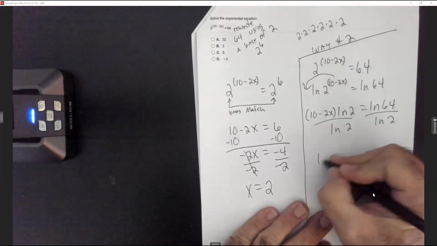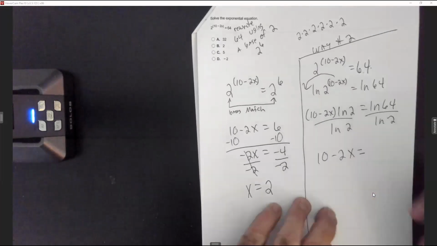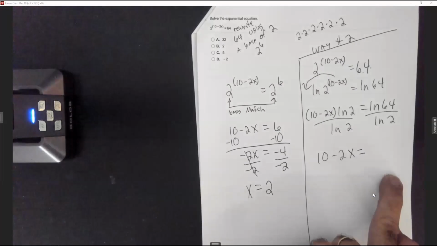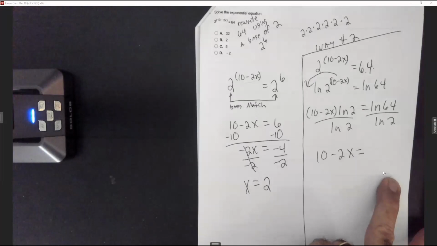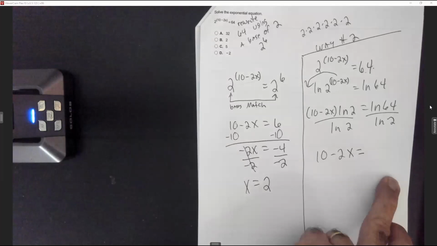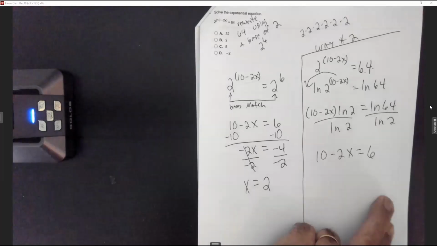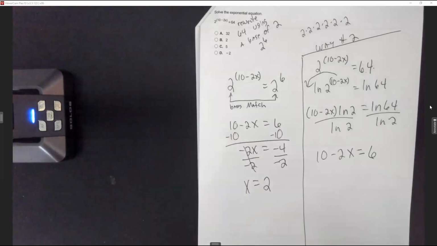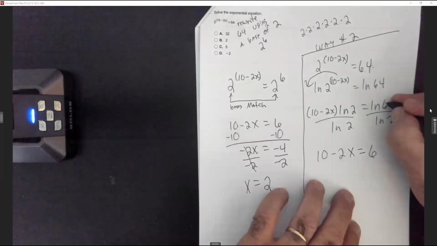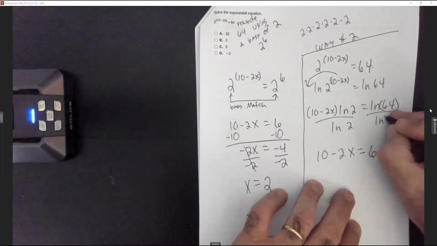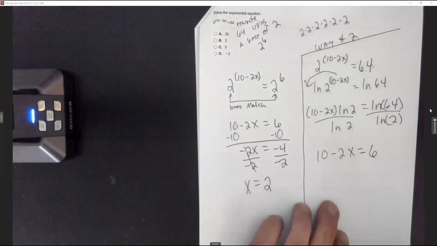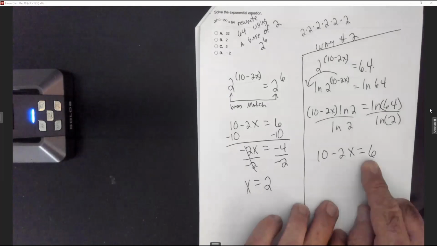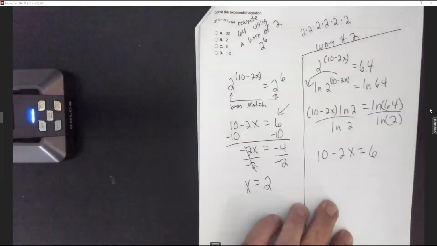So I get 10 minus 2x equals, and y'all watch this. If you did the ln of 64 on your calculator, divided by the ln of 2, that's going to give you a 6. Now, if you do this on the calculator at this point, make sure you close those parentheses before you do that division, okay? But look here, 10 minus 2x equals 6. Look what I had over here a while ago. 10 minus 2x equals 6.